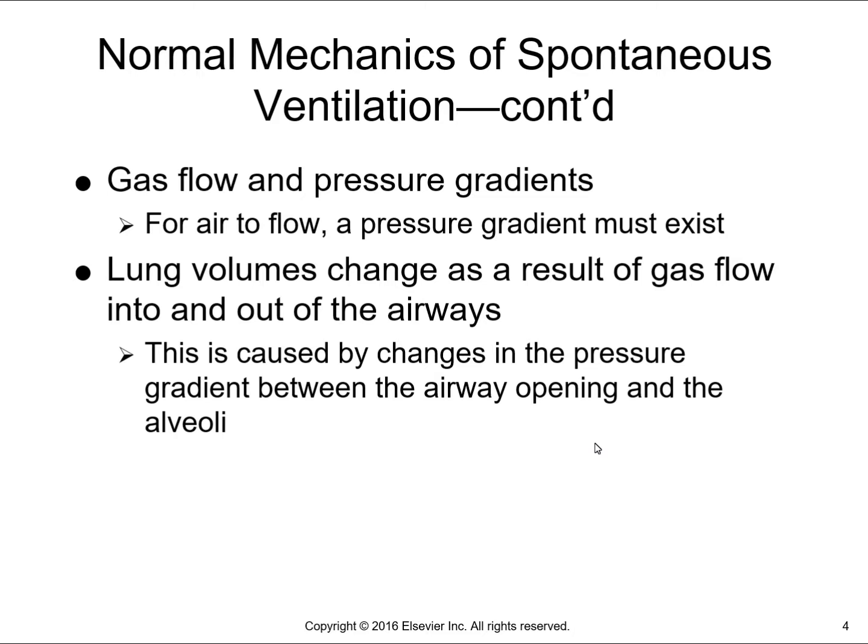As we continue, we talk about gas flow and pressure gradients. We're going to need pressure to help move air in and out of our lungs, but there are different pressures located throughout the body. These pressures cause different gradients that help move air from an area of high pressure to an area of low pressure. So if I have high pressure atmospherically and low pressure in my alveoli, that pressure is going to move from the external environment into my alveoli.